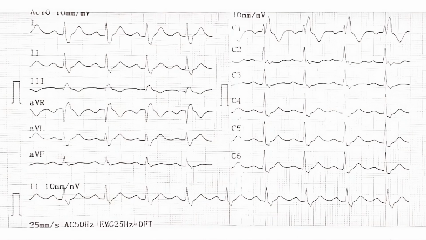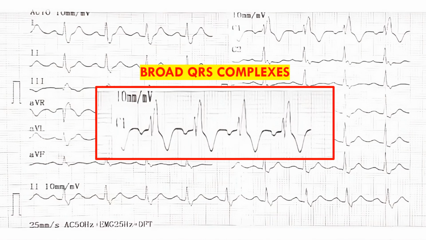So this is an ECG of one of the patients having right bundle branch block. First of all, we would like to see the width of the QRS complexes, because whenever there is a bundle branch block, the QRS width has to increase. So it has to go above 120 milliseconds. In this case, we can see that the QRS width is more than 3 small squares, which is 120 milliseconds. So this is definitely a broad QRS complex.